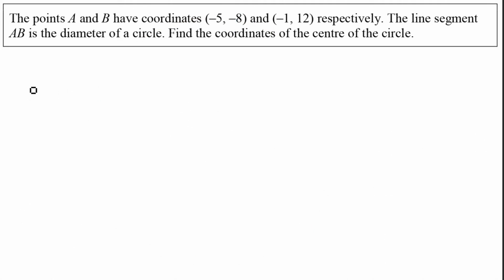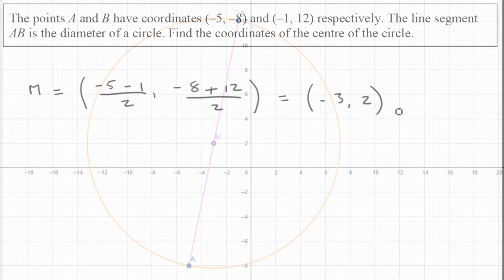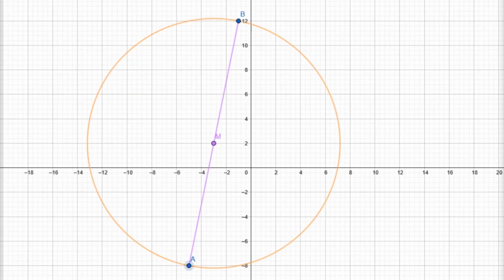Therefore, if we're going to call the centre of the circle M for the midpoint of the line, then once again we need to take the x-coordinate of the first point and the x-coordinate of the second point and add them together, divide by 2. The y-coordinate of the first point added to the y-coordinate of the second point, divided by 2, the midpoint should be negative 3, 2. And indeed, on this representation, where we actually have the proper coordinates for A and B, if we do check the coordinates of M, indeed negative 3, 2 is what we get.